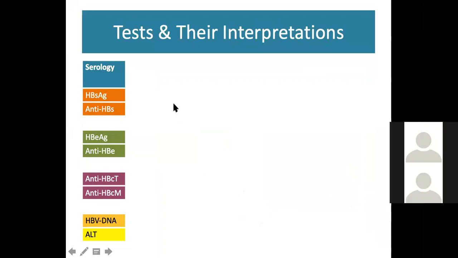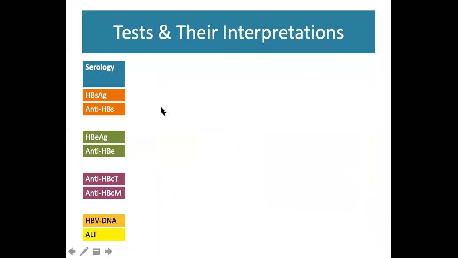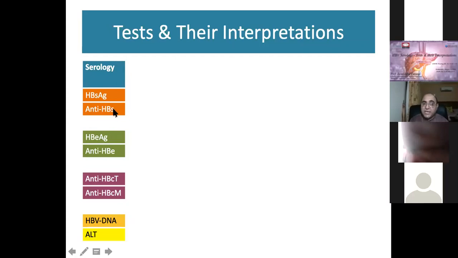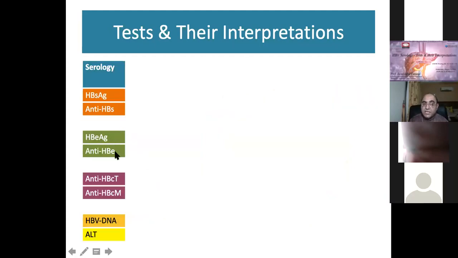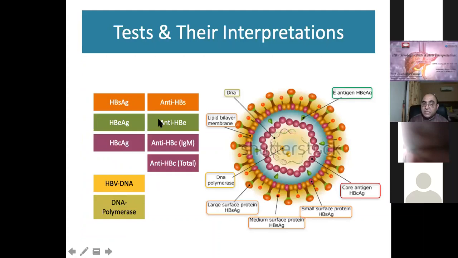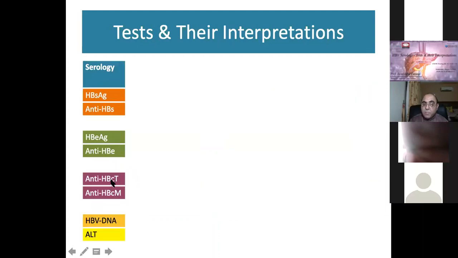I need your attention for this slide. This is a very, very important and basic slide, and I'll try to take each and every phase and discuss how the serology happens here. This is the HBs antigen and anti-HBs, with the same color coding which I used here. This is the E antigen and E antibody, again the same code. This is the total core antibodies, and this is the IgM core antibodies. This is the HBV DNA PCR, and this is the ALT.